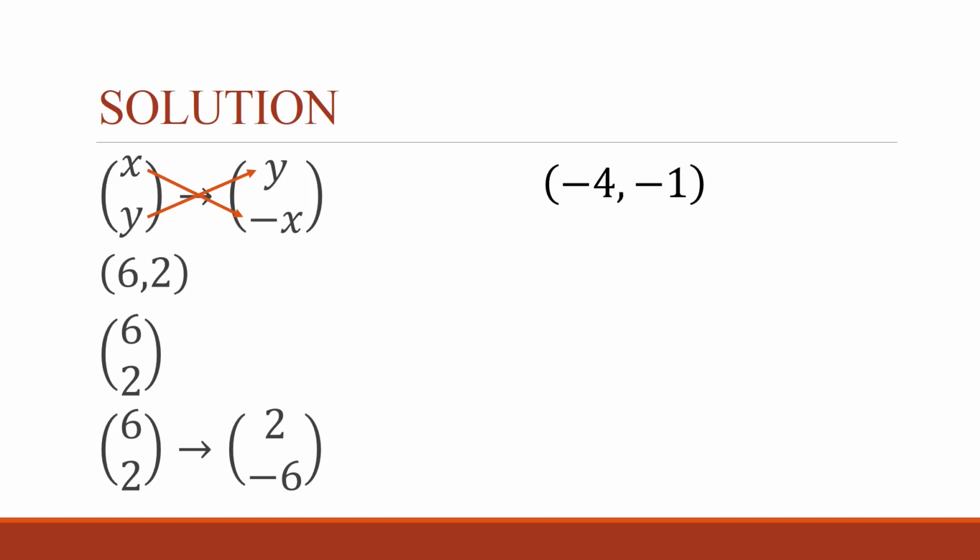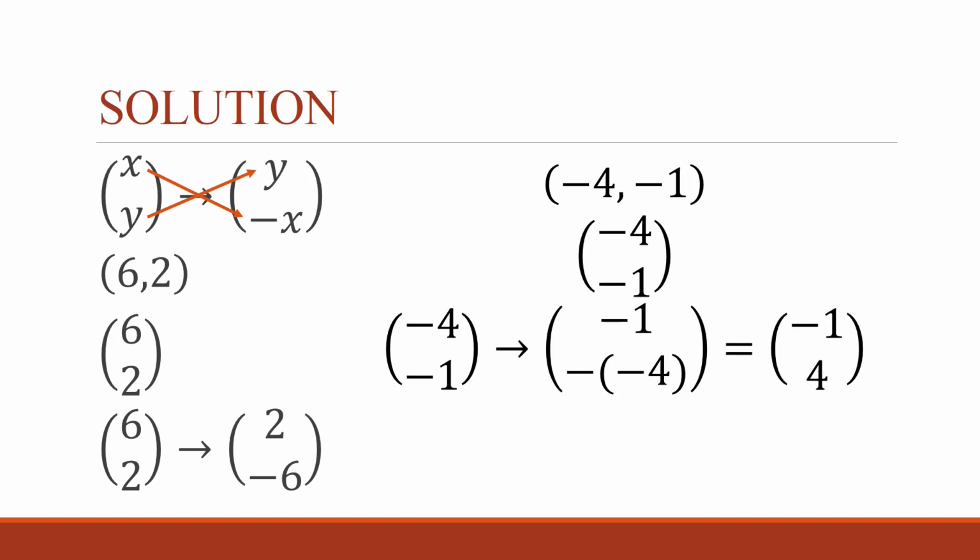The second point was (-4, -1), and I can rewrite it in column form. And remember that in rotation 270 degrees anticlockwise, the x coordinate, which is negative 4, moves down and is negated, so negative multiplying negative becomes positive 4. And the y coordinate, which is negative 1, is moved up. And that will produce the new image point (-1, 4).